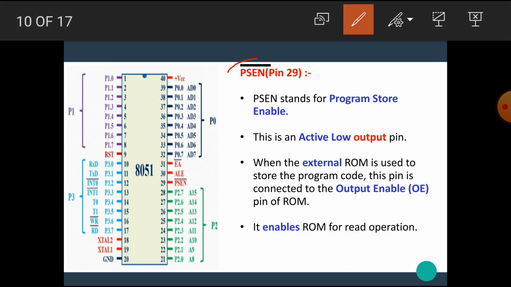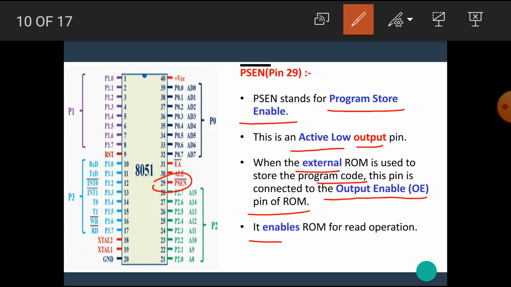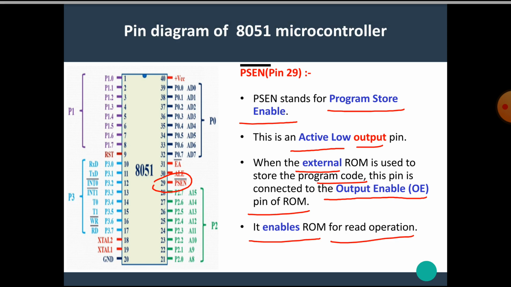Here a bar is placed over a PSEN word, hence we can easily say that this pin is of active low type. The pin number 29 of 8051 microcontroller is PSEN pin. PSEN stands for Program Store Enable. This is an active low output pin. When the external ROM is used to store the program code, this pin is connected to the output enable OE pin of the ROM. It enables ROM for read operation.